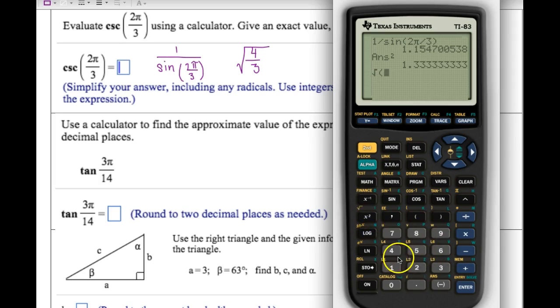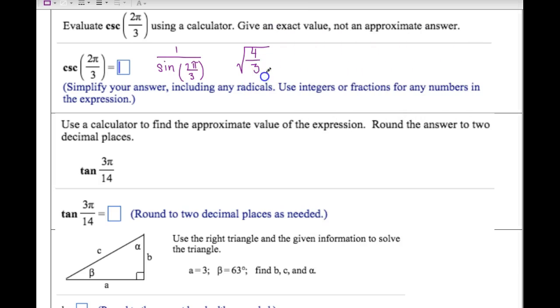The square root of 4 over 3 gives me my original answer. And that's because I squared it to get this. So I can take this, the square root of 4 is 2, and I'm left with root 3 on the bottom. I'm going to rationalize the denominator by multiplying top and bottom by root 3. And now I've got 2 root 3 over 3. And that is my answer. So that's how you convert a long decimal into something like this.